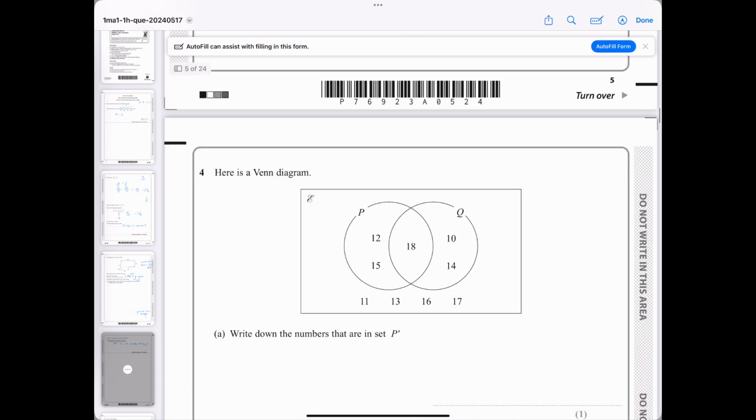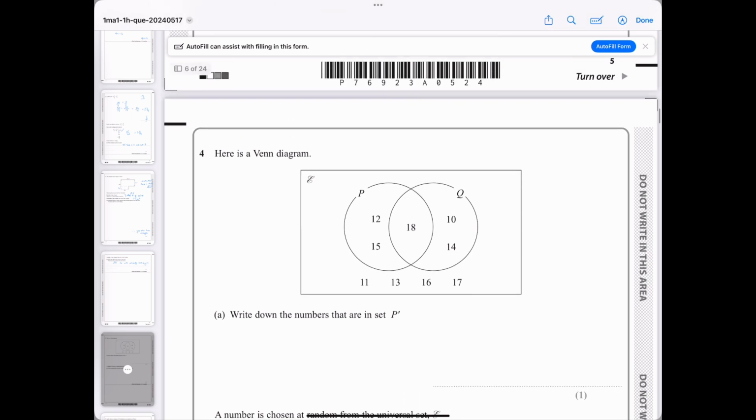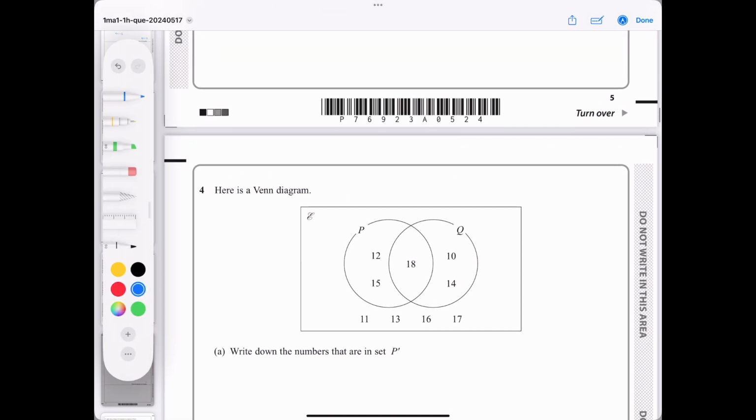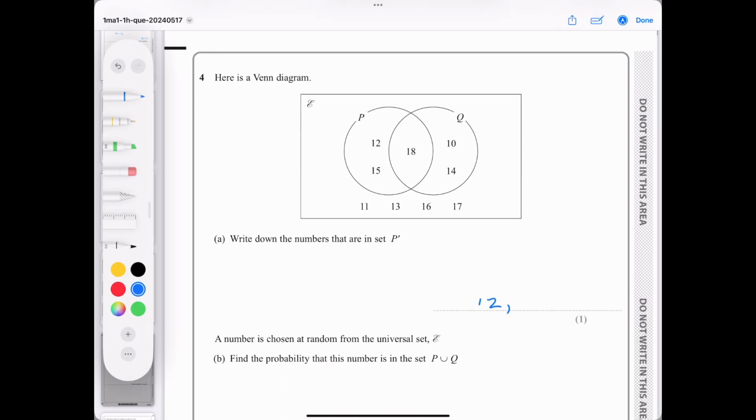Surely I'm missing something. Anyway, question 4, this is a Venn diagram. Write down the numbers that are in set P. So in set P are 12, 15, and 18. A number is chosen at random from the universal set, so that's all of it. It's from 11 to, I think, 18.